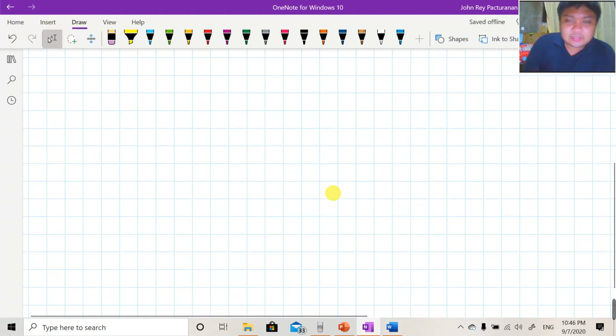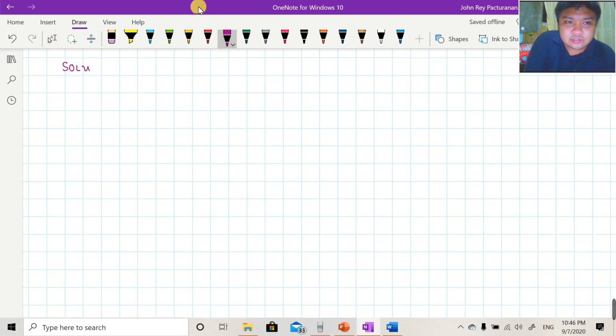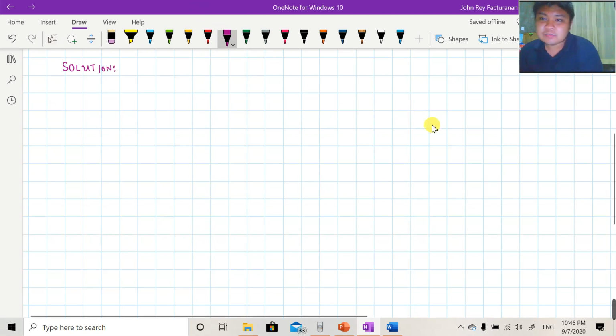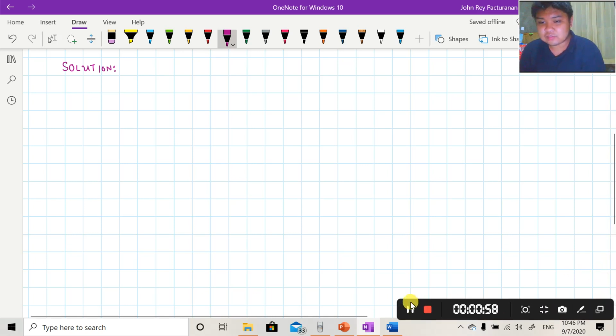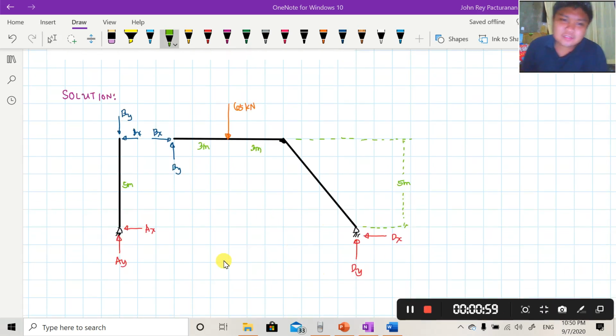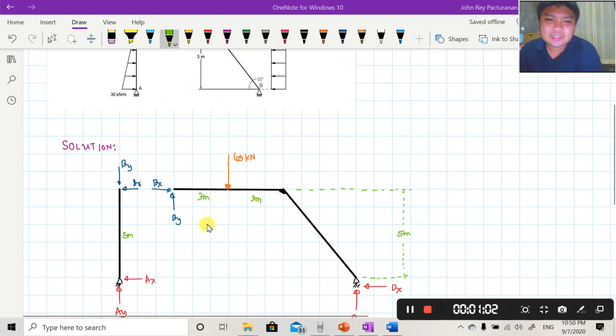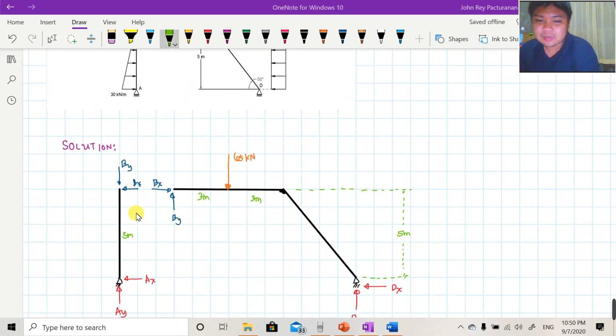So, this time, ang gagawin natin dito class, of course, for solution, no? I-disassemble natin class yung ating beam. So, ano ba yung kalalabasan ng pag-disassemble natin? So, ito siya. Tadan! So, ito na class, ang magiging disassembled portion. Again, assumption ko lang class, itong mga direction natin ng reactions, both in support and connections. Okay, so lahat lang yan assumptions.